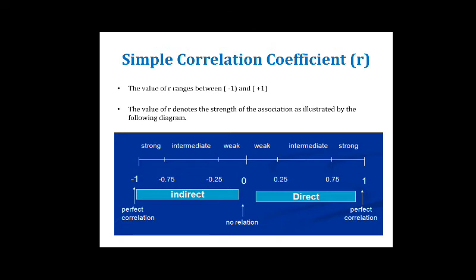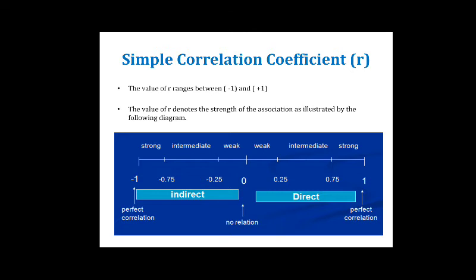If it is from 0.25 to 0.75, then there is an intermediate relationship, and from 0.75 to 1, we can say we have a direct strong association. If it is 1, then we say there is a perfect correlation.